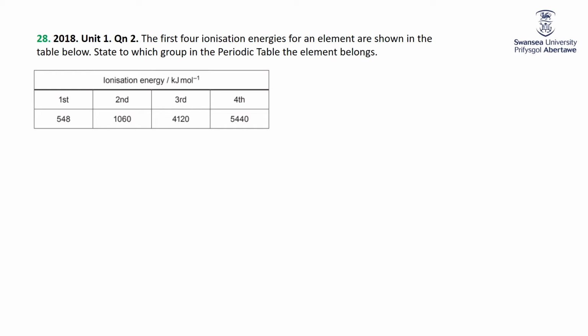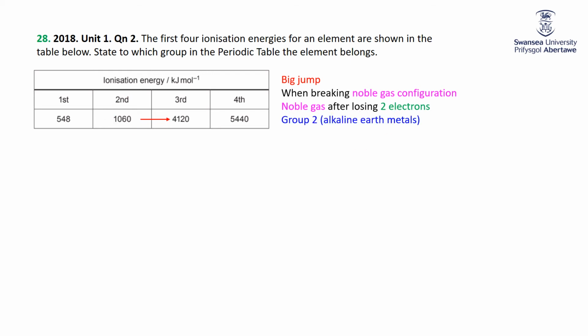For ionization energies from elements shown in the table below, state to which group the element belongs. Well, what I'm looking at here is there is a big jump as I go from the second to the third ionization energy. It's only 1320 from the third to the fourth, but it's over 3000 for the second to the third. Now that big jump occurs when you're breaking a noble gas configuration, as we've seen several times before. So what this is telling us is that our mystery element has a noble gas configuration after we've removed 2 electrons. Thus it must be in group 2, otherwise known as the alkaline earth metals.